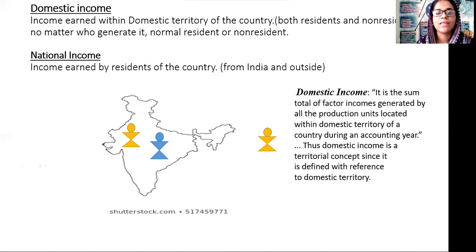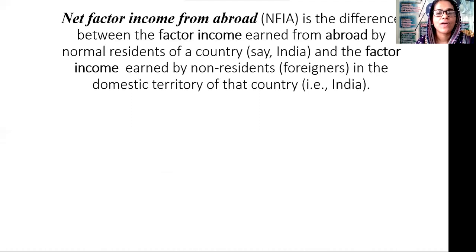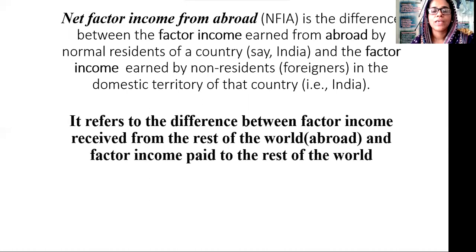Now, what is the meaning of NFIA? Net factor income from abroad. It is the difference between factor income earned from abroad by the normal residents of a country and factor income earned by non-residents, that means foreigners, in the domestic country. Or we can refer to it as the difference between factor income received from the rest of the world and factor income paid to the rest of the world.